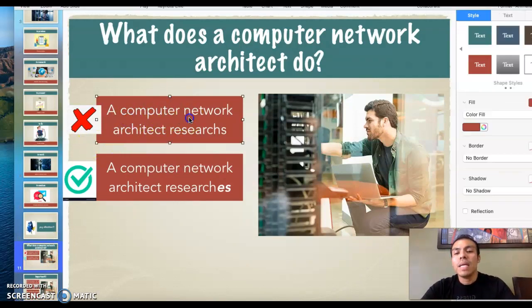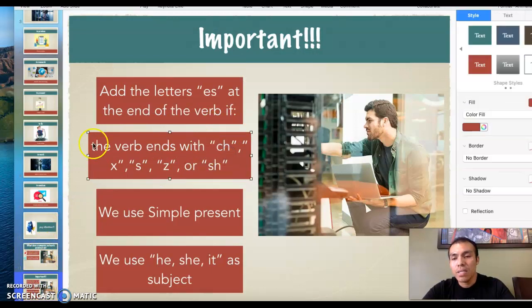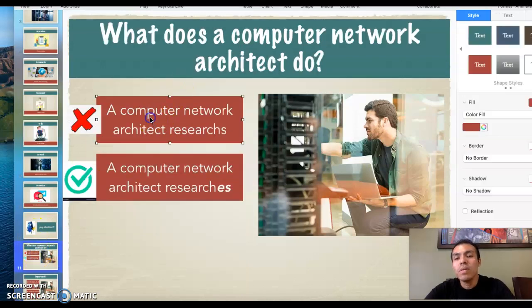A computer network architect research. The verb is research. Okay? So the verb ends with the letters CH. So that is step number 1. Step number 2 is simple present. Step number 3 is the subject. It is the third person, he, she, or it. So computer network architect is only one, is singular, is the third person.